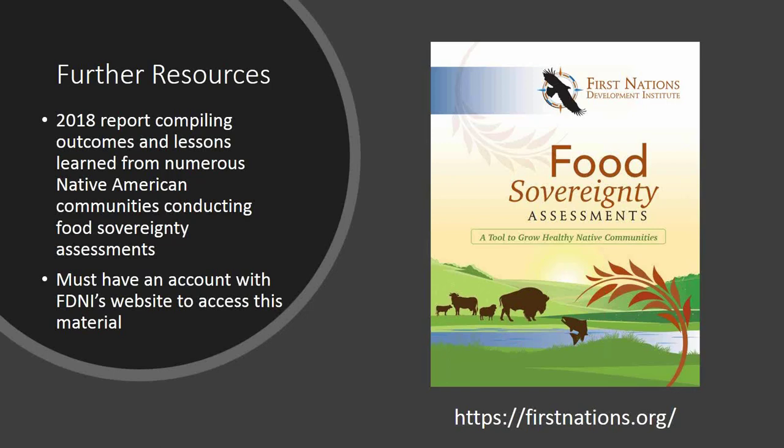An important note, you do need to have an account with the First Nations website to access this report, but the registration process is very easy and it is free. They simply enforce this step because this report and other manuals posted on their site were published through grants that require them to collect basic information for reporting purposes.